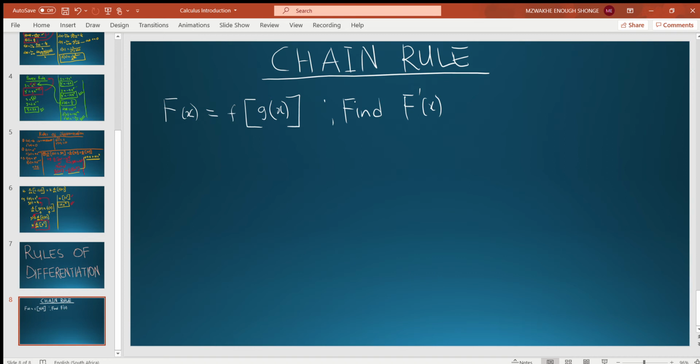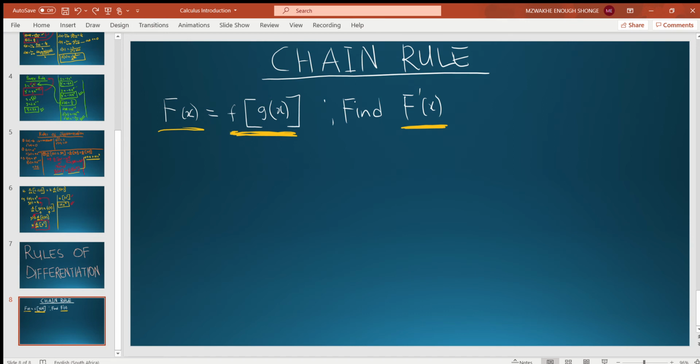So suppose you have the function capital F, and this function F is equal to f of g of x. The question is, find F prime of x. So how are you going to do it? You're going to use the chain rule.